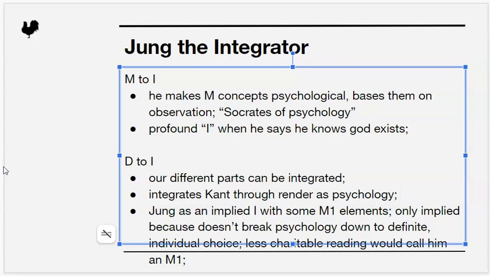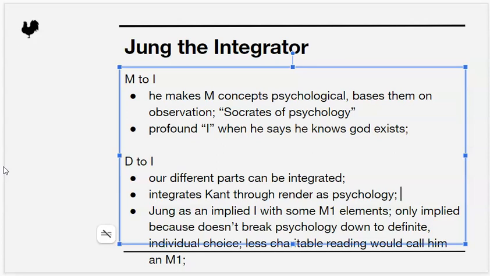Jung comes into a field that is either Freud, D2, or a lot of religion, which is M1 or M2. And he goes from M to I by making the M concepts psychological, and he goes from D to I by showing how the different parts can be integrated. This is what he does. This is what Jung does.